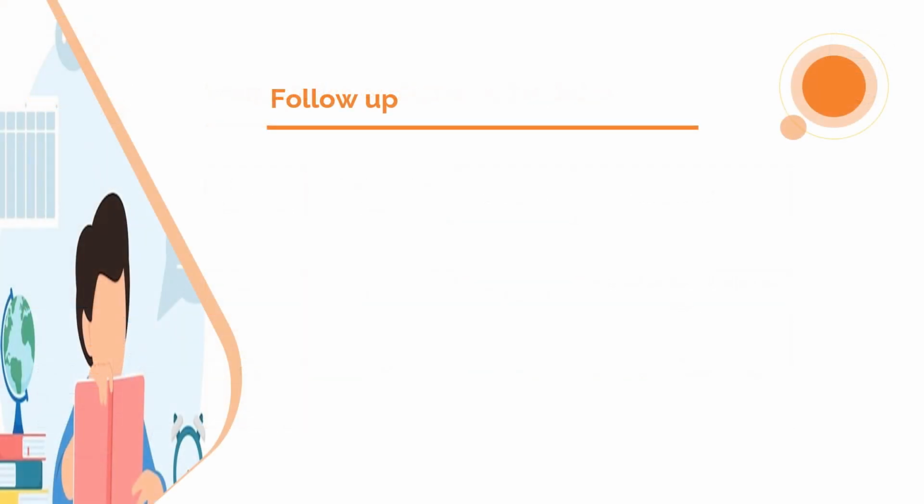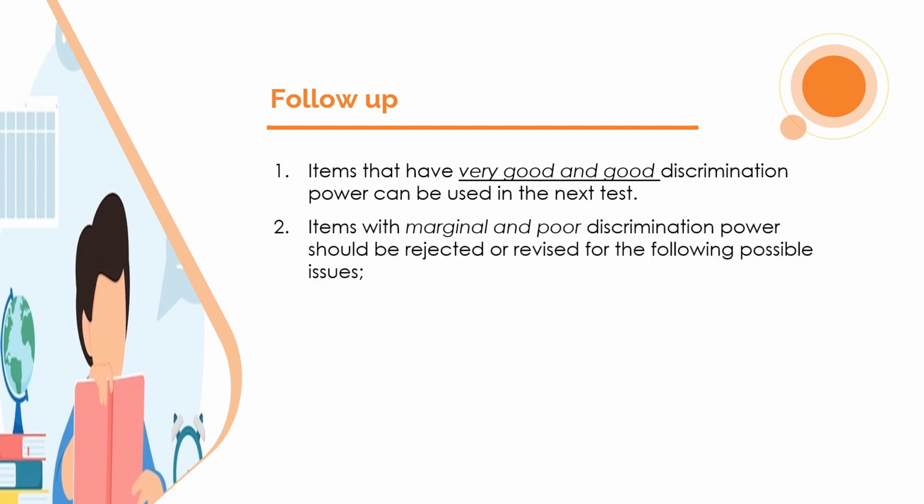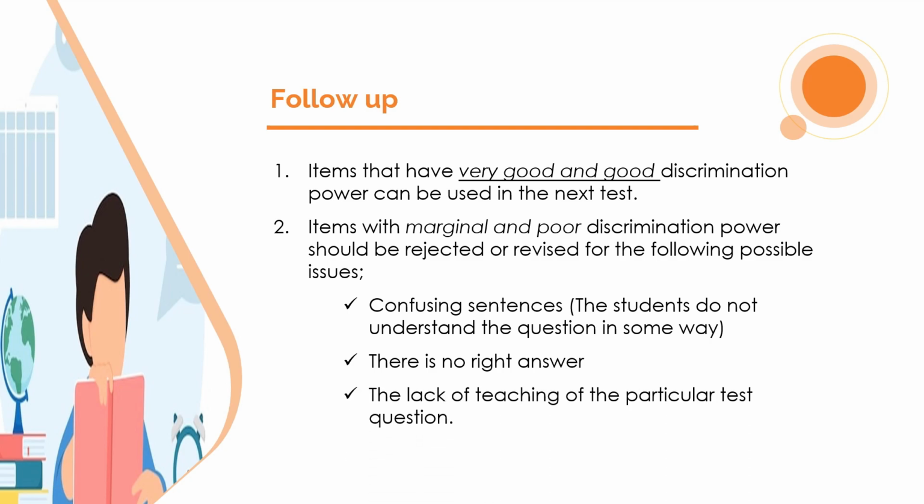After obtaining the final results, items that have very good and good discrimination power can be used in the next test. Meanwhile, items with marginal and poor discrimination power should be rejected or revised for the following possible issues. First, there might be some confusing sentences in the test questions, so the students do not understand the questions in some way. Second, there might be no right answer to the question, or it also might be due to the lack of teaching of the particular test question.